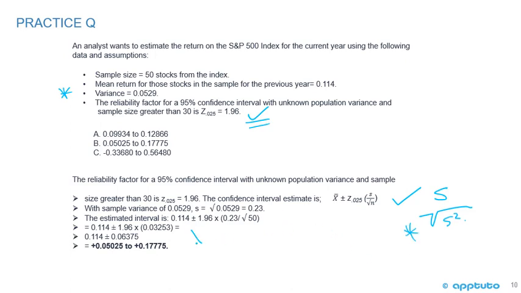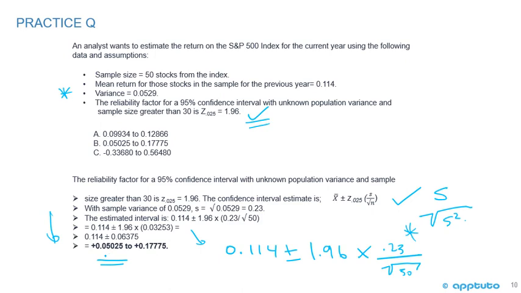And so then again, the point estimate is giving us the mean return, 0.114, plus or minus our reliability factor, which they were nice to give us in this question, times the standard error of the estimate. So you can see that's the square root of the variance. So we had 0.23 in the numerator divided by the square root of n. And in this sample size, they gave us 50. So that's the square root of 50. And if you work your way through the math, you're going to get the correct answer is B.